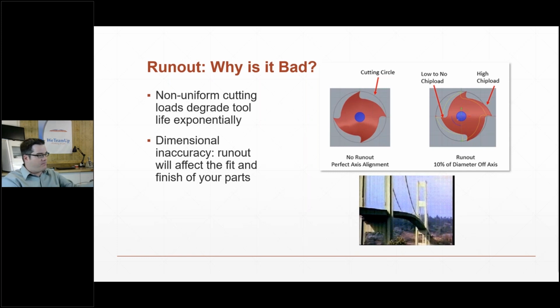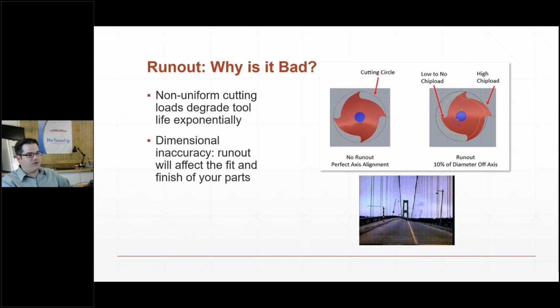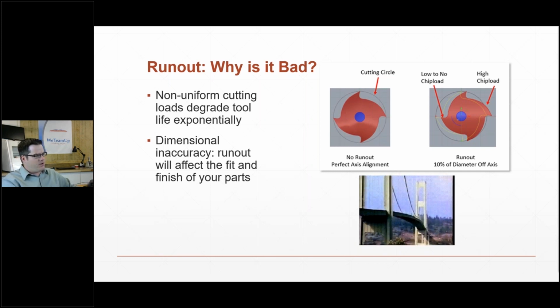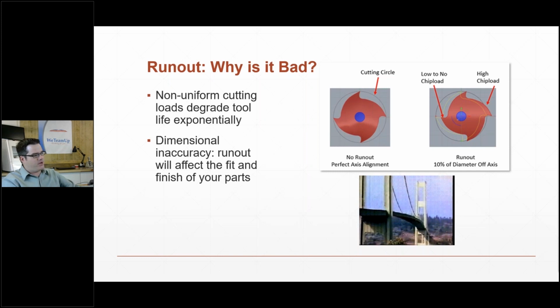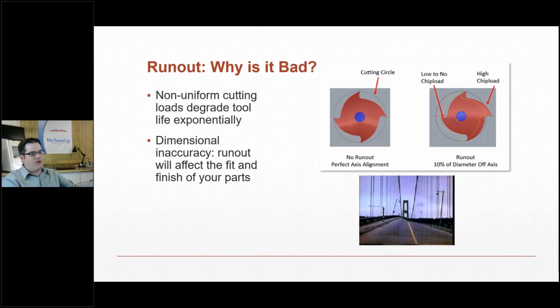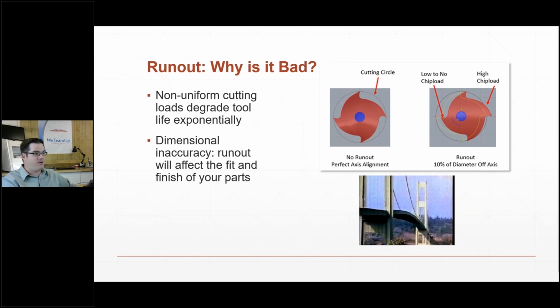A really good example of that is this little GIF here. This is the Tacoma Narrows Bridge that was built, I think, in the late 40s, and they didn't take into account the wind load. And so what happened is that when it got windy, this thing started to resonate and it collapsed. So differential loading in any sort of mechanical system is bad, especially in tooling.